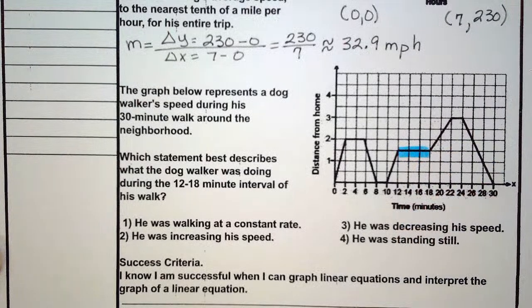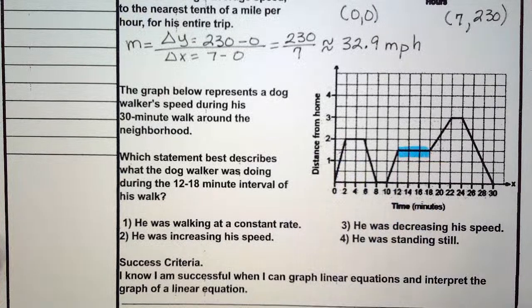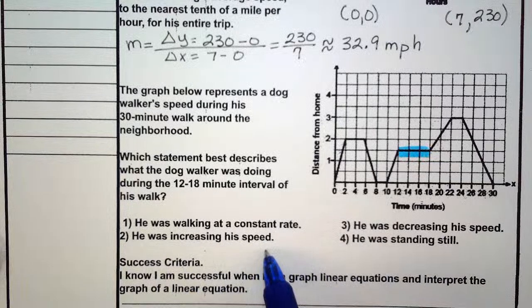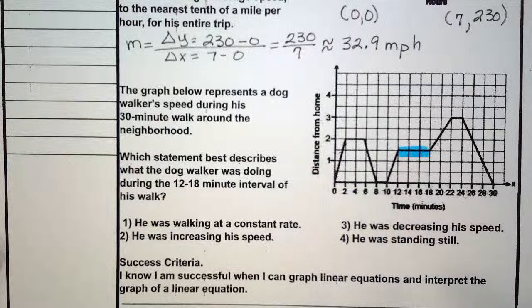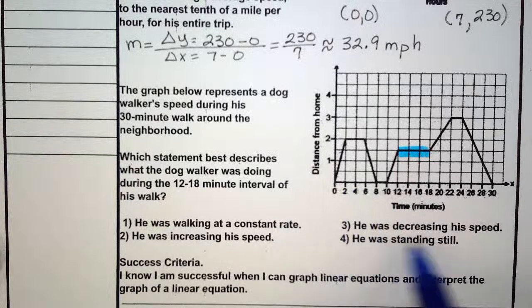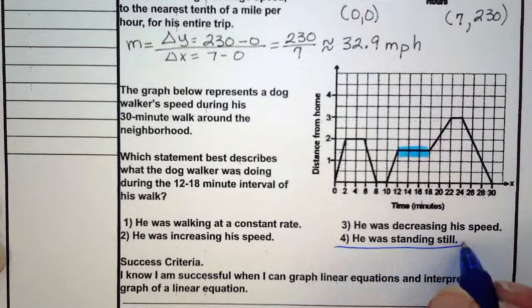Is he walking at a constant rate of speed? If you notice, the time is increasing, the distance is not. Is he increasing his speed? The time increases, the distance does not. Is he decreasing his speed, or is he standing still? He was standing still.